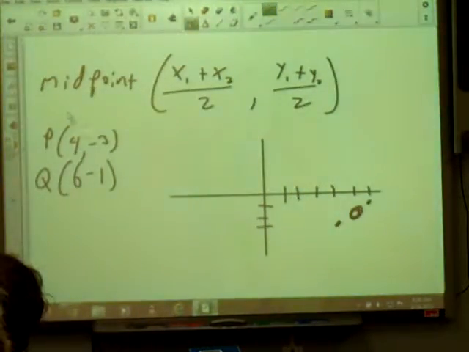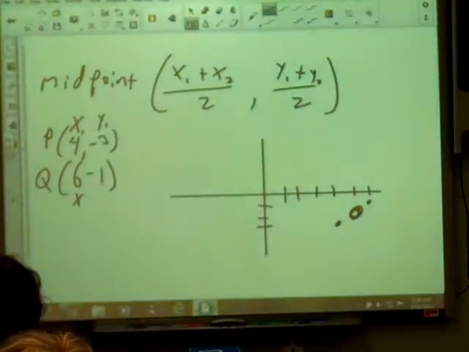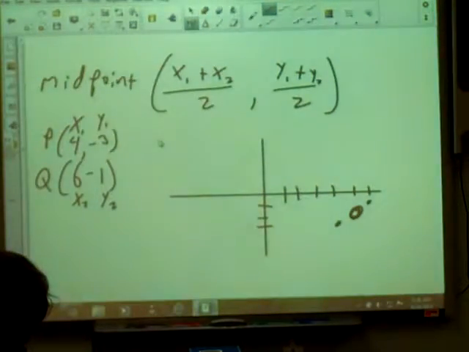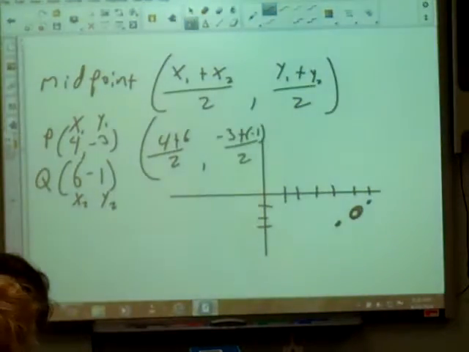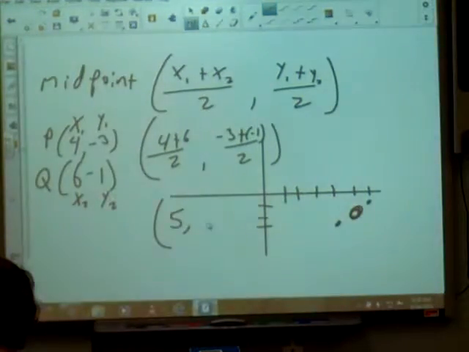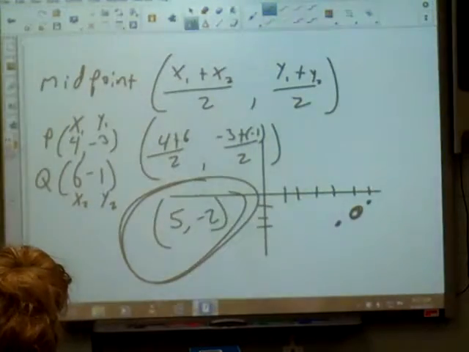My x's, and this is baby stuff here, but that's x1 and y1, x2 and y2. I just put 1 first in the first one and 2 second in the second one. So I would have 4 plus 6 divided by 2, and negative 3 plus negative 1 divided by 2. 4 plus 6 is 10. Half of that is 5. Hey, that's what we said it'd be close to, isn't it? Negative 3 plus negative 1 is negative 4. Divided by 2 is negative 2. So that's what we figured it would be. But now we know for sure. We did the algebra and found it out for sure.